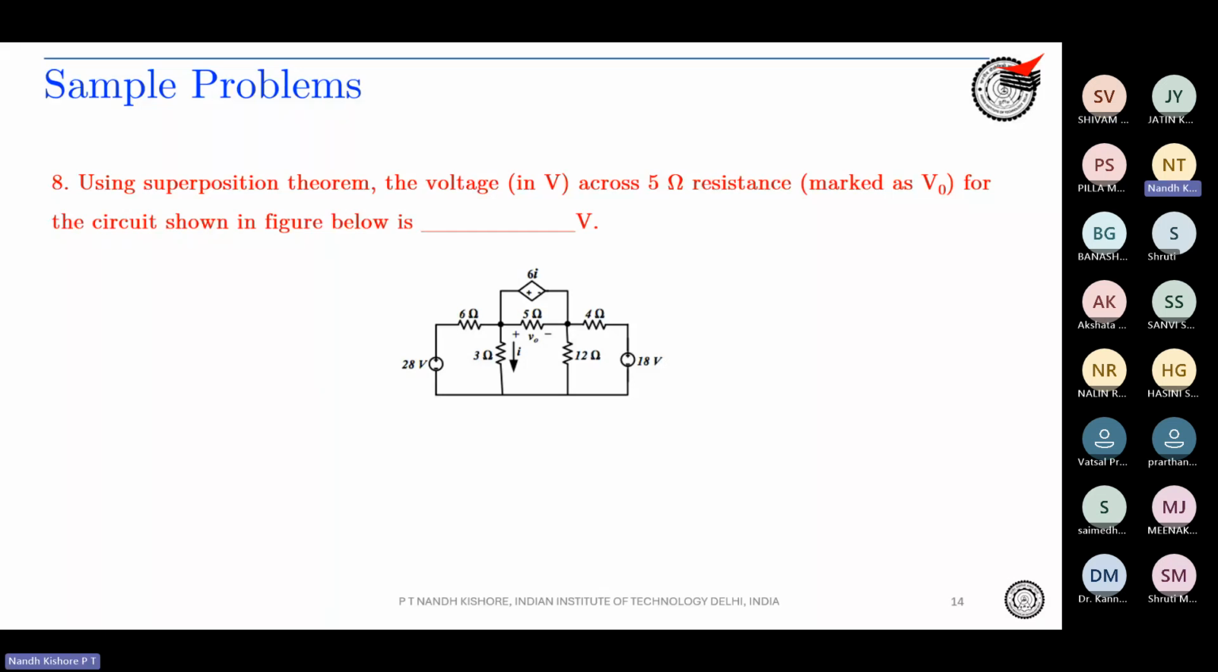This is not applicable for just one source. If you have n number of sources, every time you disable all other sources, keep just one source active, find out the effect on the circuit, and do this for all the n sources. That is basically superposition. So the question is, using superposition theorem, the voltage across the 5 ohm resistance.